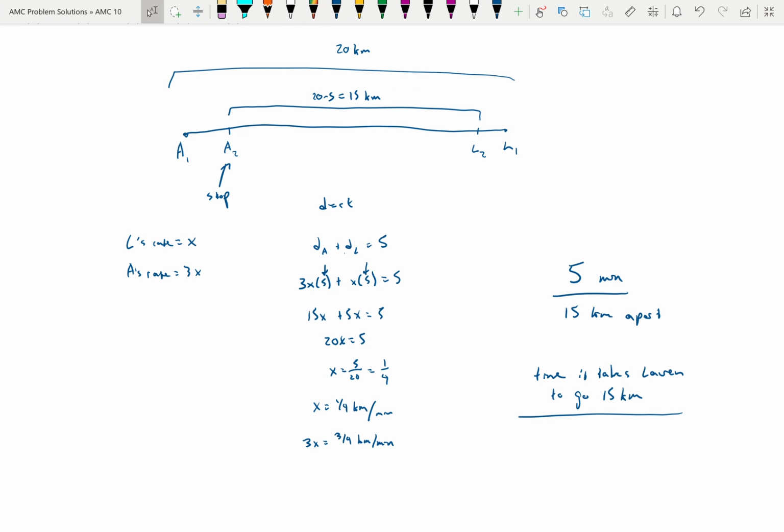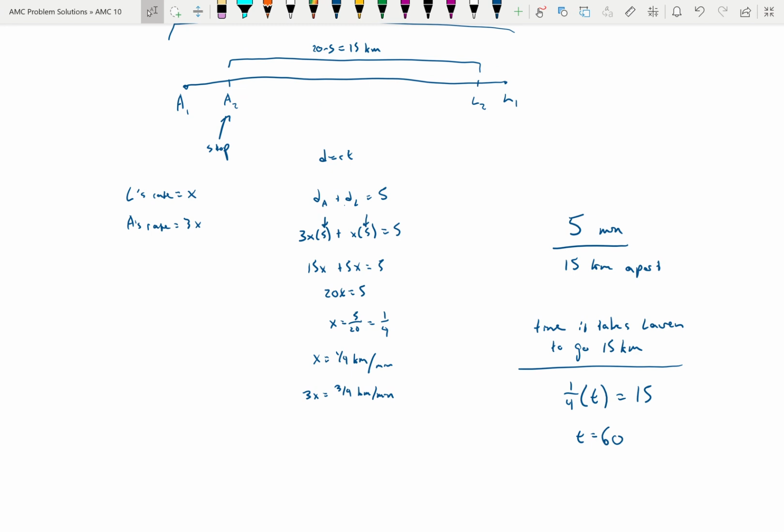And that time is just going to be her rate, 1/4, times t is equal to the distance, 15 kilometers. So t is going to be equal to, multiply both sides by 4, 60. So 60 minutes. It's going to take Lauren 60 minutes to go 15 kilometers.